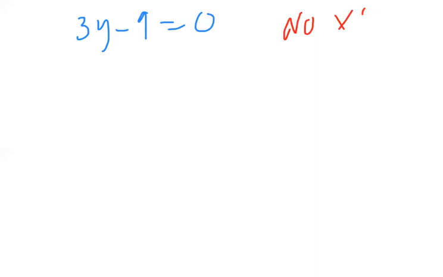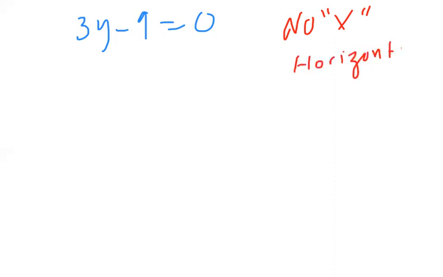Now, there are some special cases that we encounter while graphing. Here's one of those special cases, guys. 3y minus 9 equals 0. A problem like this, they ask you to go ahead and graph it. First thing you notice is there's no x variable. The minute you notice there's no x variable, it means that when you graph this, the graph cannot intersect the x-axis. So you have to draw the graph so that it's running parallel to the x-axis, which means it's going to be a horizontal line.